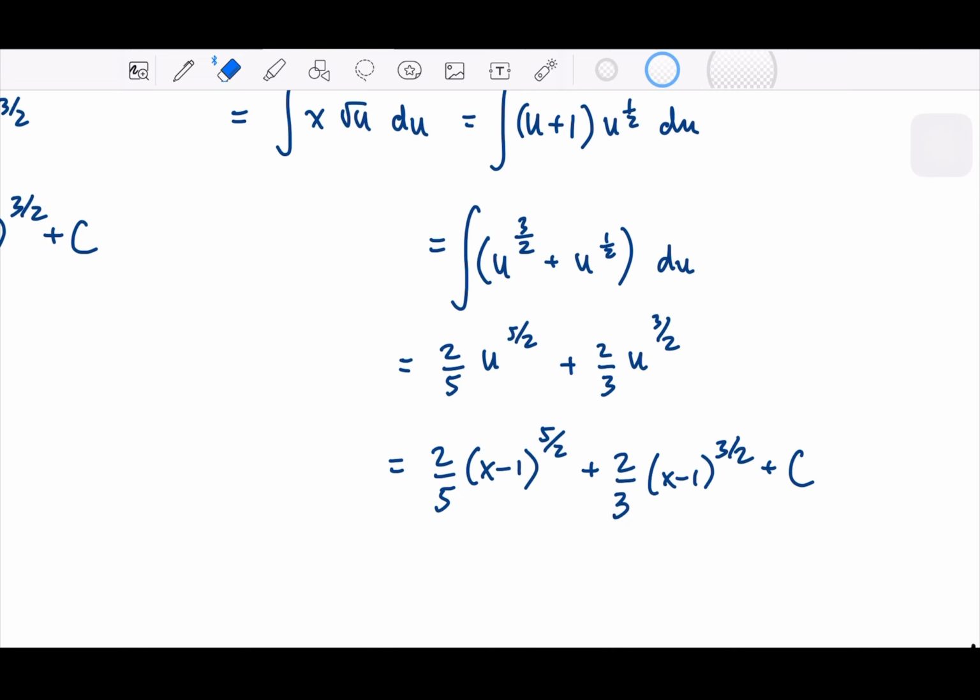Okay, any questions? I think more examples on these substitutions will be in the additional video as well. But I think I need to make sure that we can solve this problem.